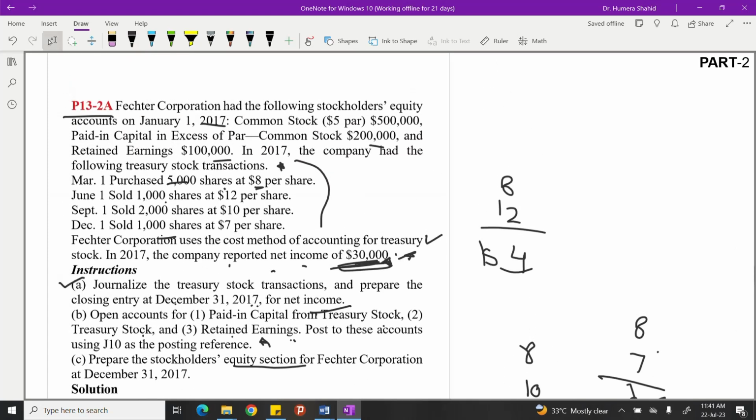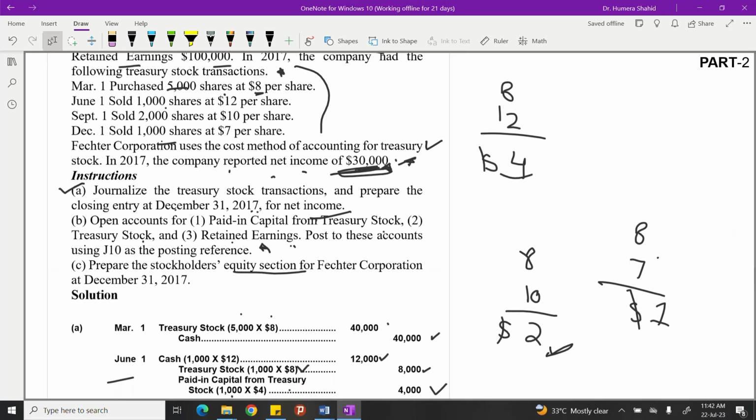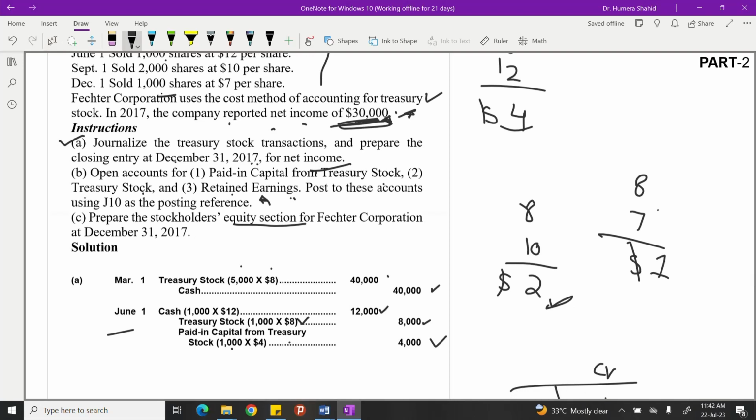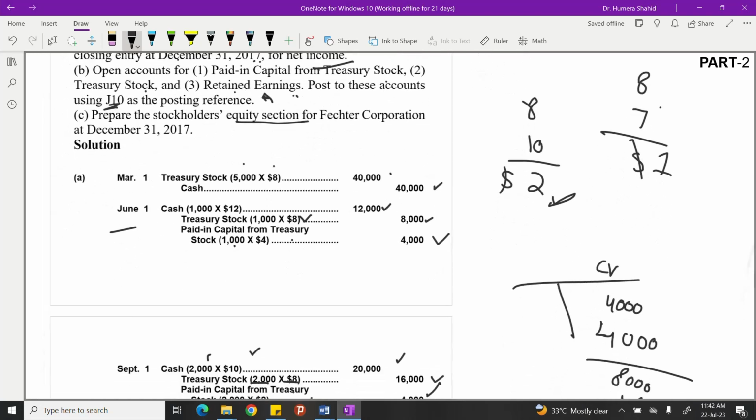Can you see here how many accounts we have? We have common stock, we have paid in capital in excess of par common stock, we have retained earnings, but we don't have any account for the treasury shares. So they want us to open these accounts and update them, and they say to use the reference number J10. Again, they are giving me a reference number, so I have to use the proper ledgers.